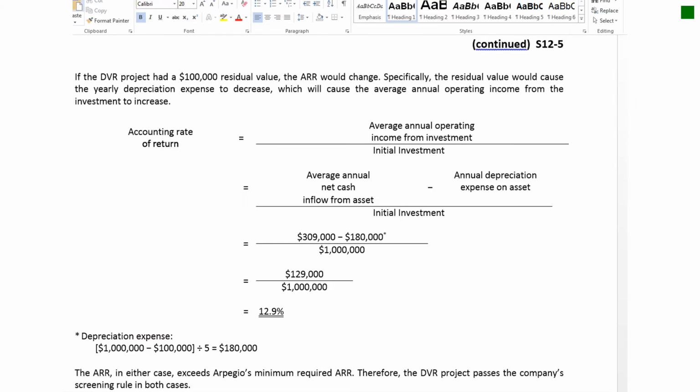And just like the other problem, that residual value does affect depreciation expense. So note again, your depreciation expense does change to $180,000. So you take again the 309 minus the 180, divide by your initial investment, and that's going to change your accounting rate of return to 12.9%.